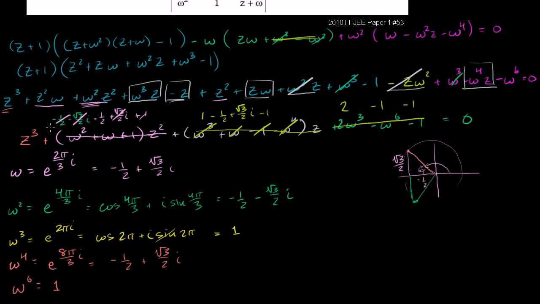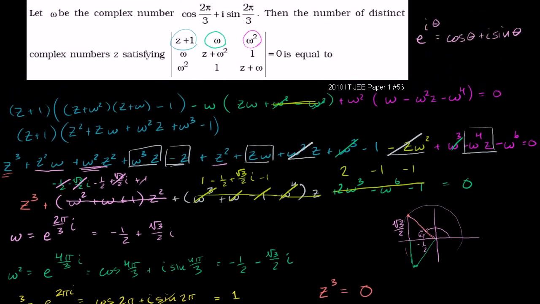So that whole determinant, that whole equation has simplified to z to the third power is equal to 0. And the only number that when I take it to the third power, real or complex or anything, is going to be 0 is z equals 0. But they're not asking us that. They're asking the number of distinct complex numbers z satisfying this. So z equals 0 is the only one that satisfies this. So the number of complex numbers satisfying it is 1.